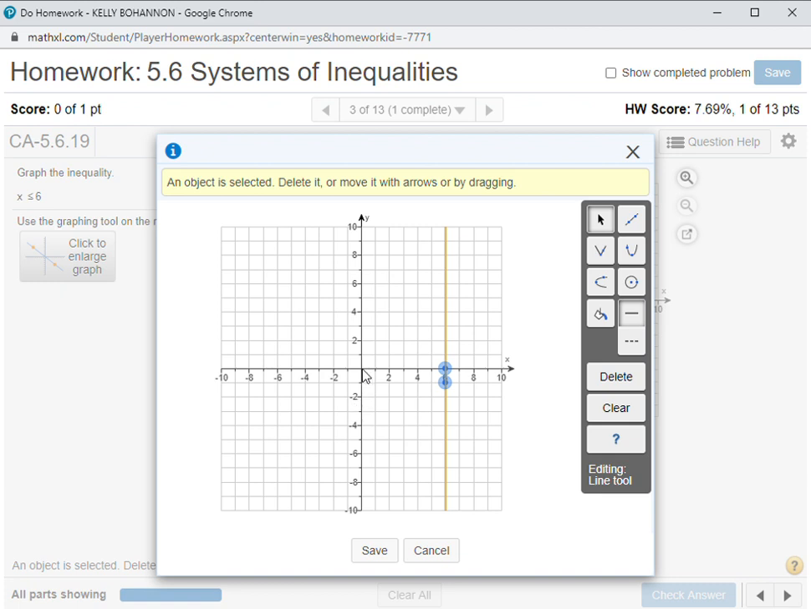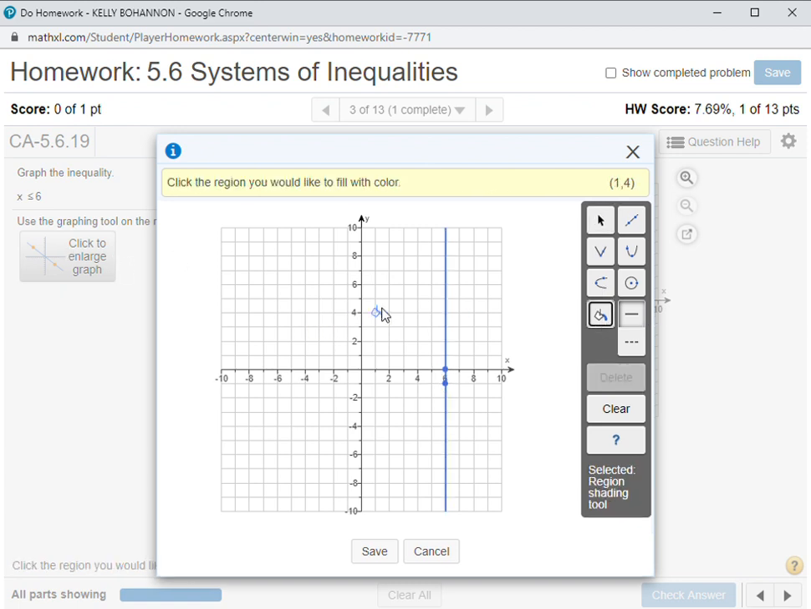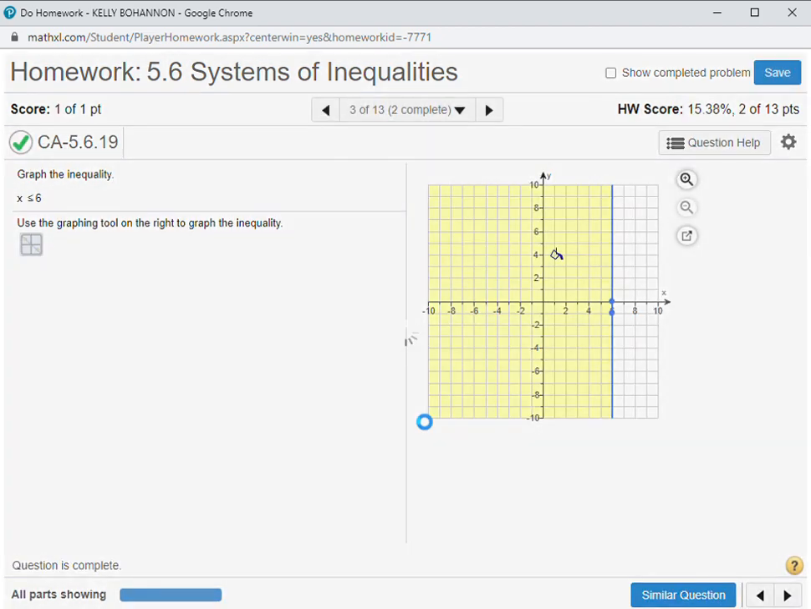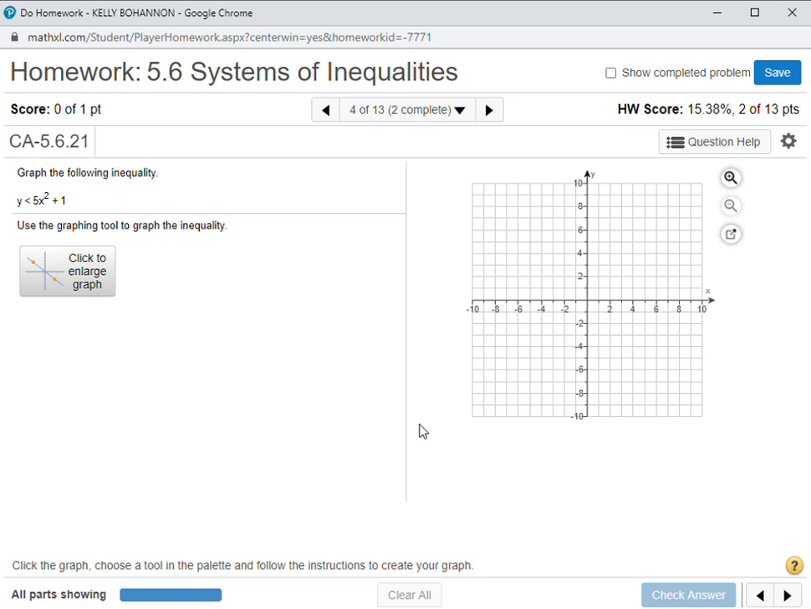So I can test 0, 0 again, plug in 0. Is 0 less than or equal to 6? Yes, and it is supposed to be a solid line. I checked this time, so I didn't get it wrong. Click, save, check answer. So easy. All right, so the next one.